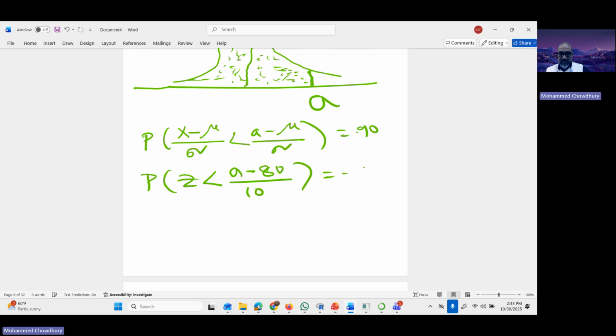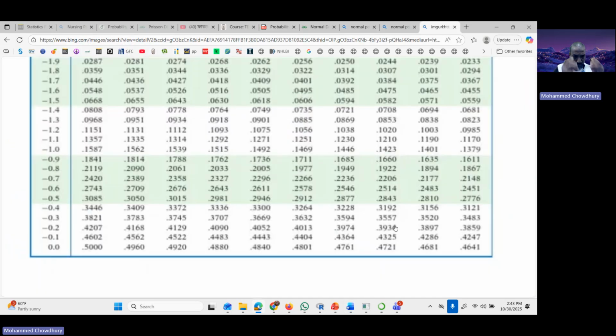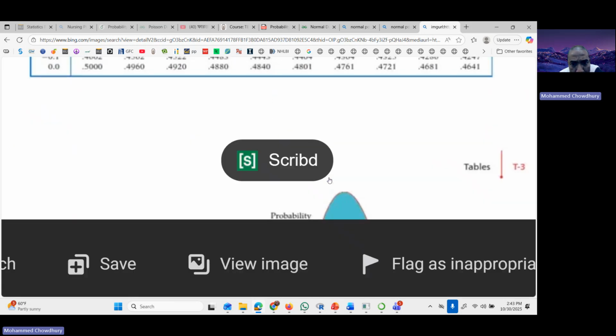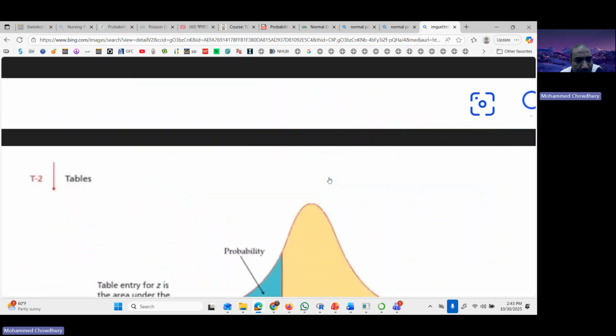10 equal to 0.90. Now I should go to the Z table. After going to the Z table, I can find probability of Z less than a value equal to 0.90. So what is that value? Go to the table. Here is the table, 0.90. I want to go and find the 0.90. Okay, so I have to.